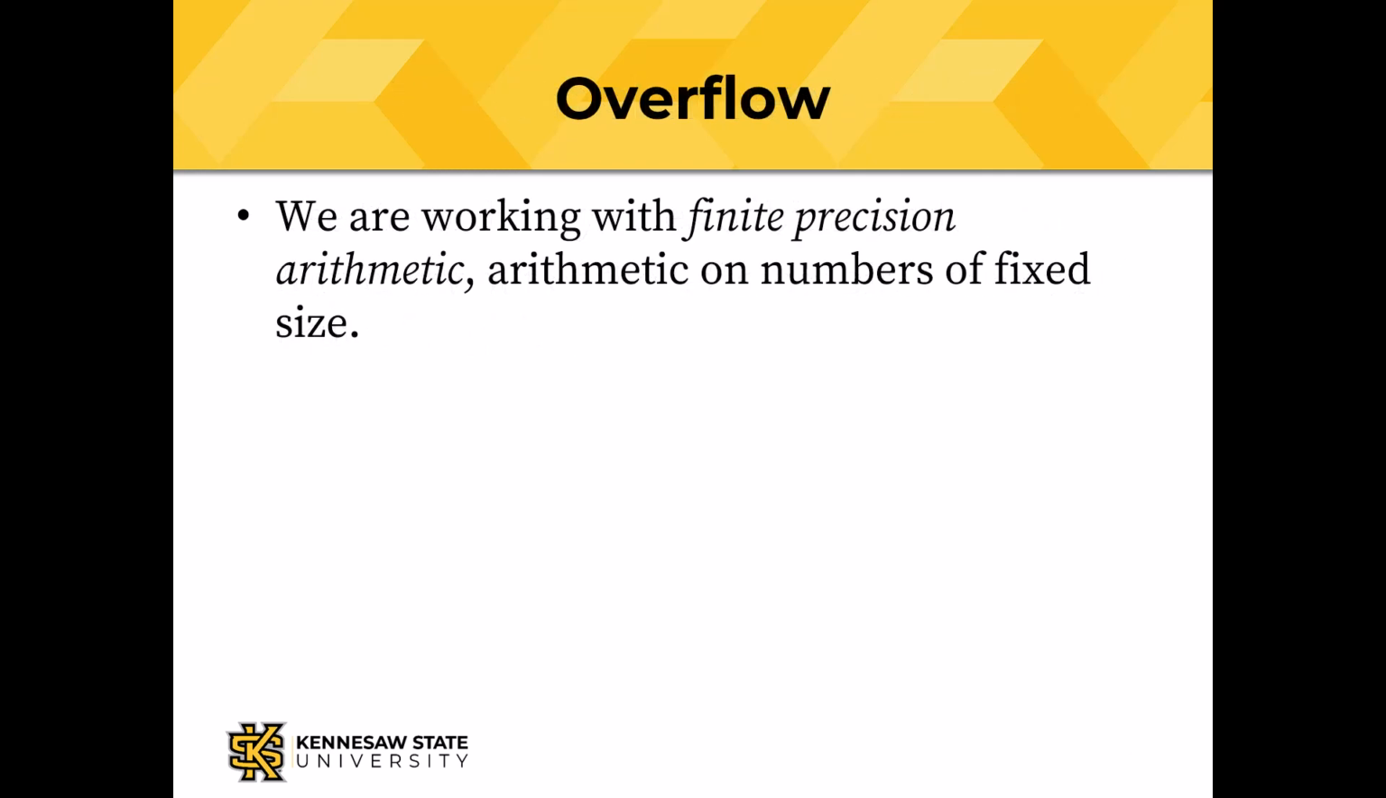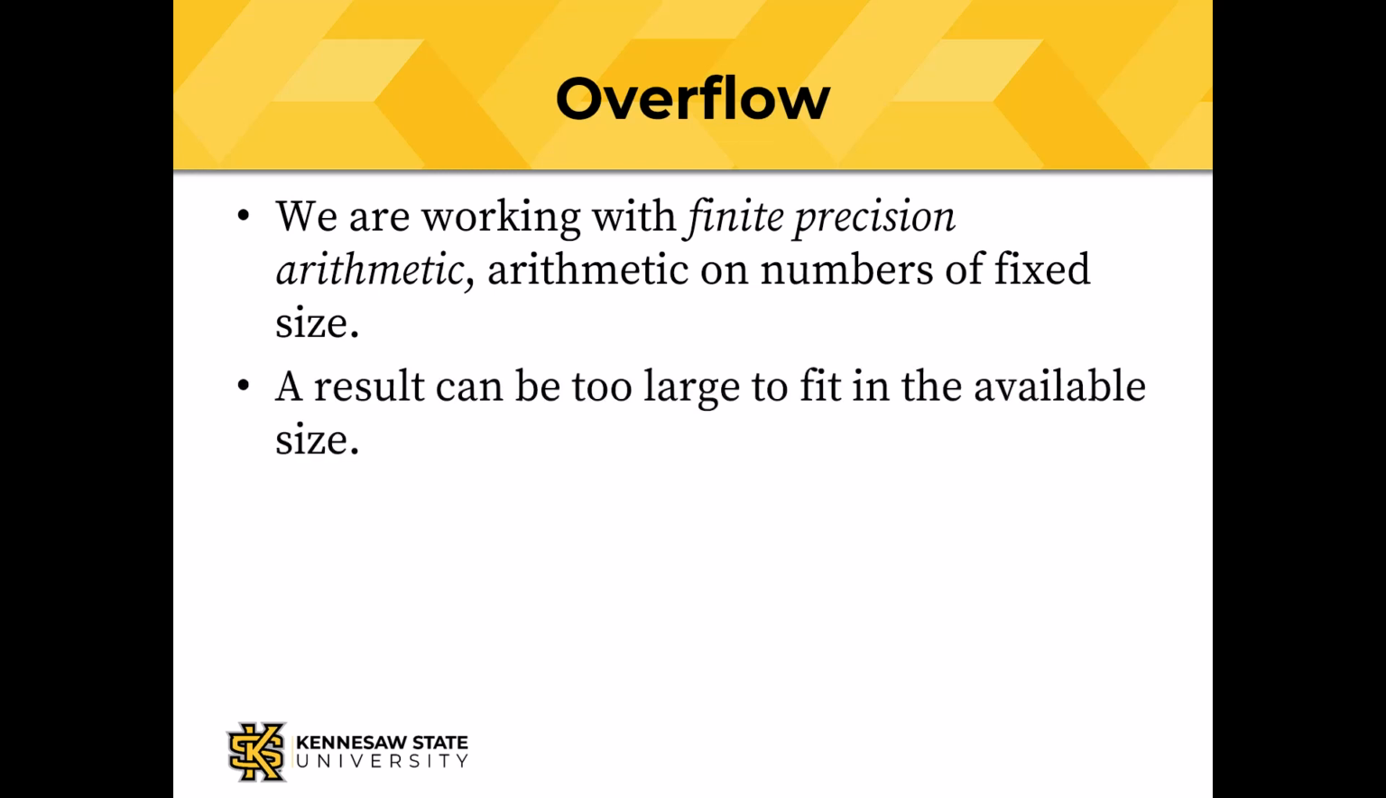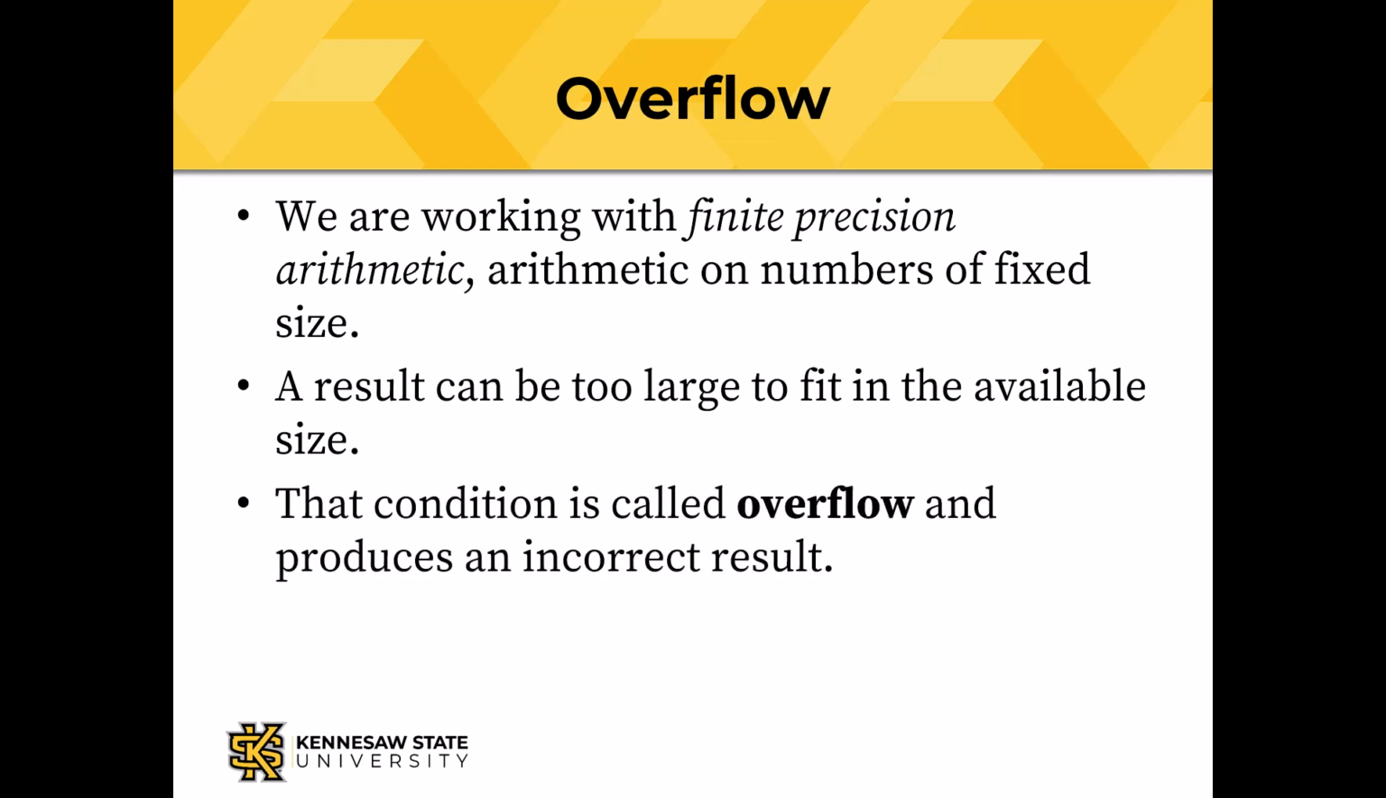We're working with finite precision arithmetic on numbers of fixed size, and so overflow can occur with 2's complement numbers just as it can occur with ordinary binary integers. Overflow is a result that is too large to fit in the available space. That condition of overflow produces an incorrect result.